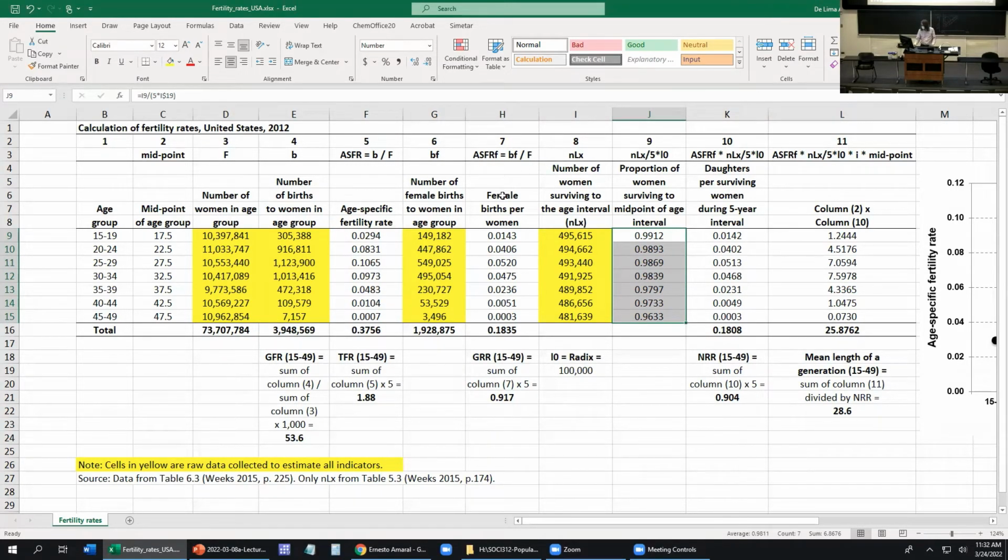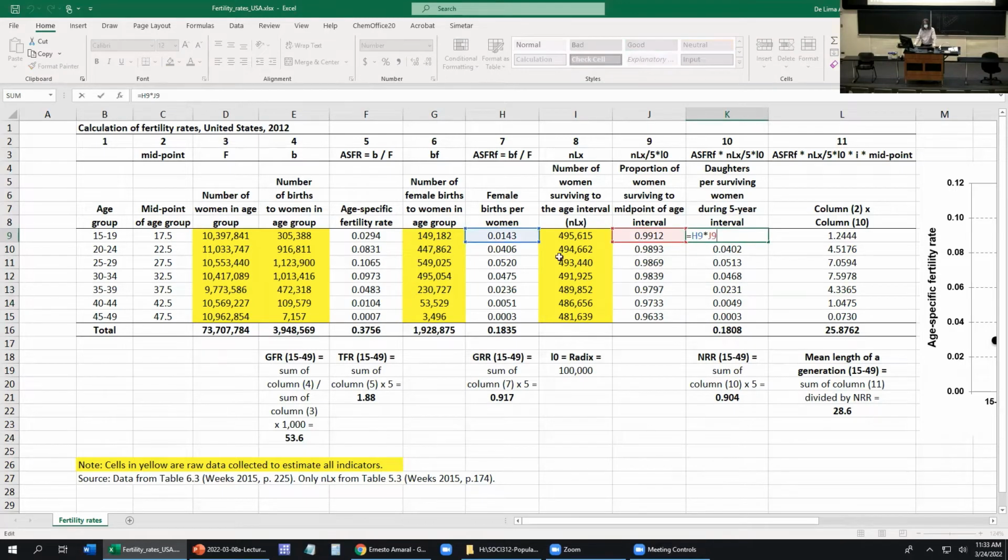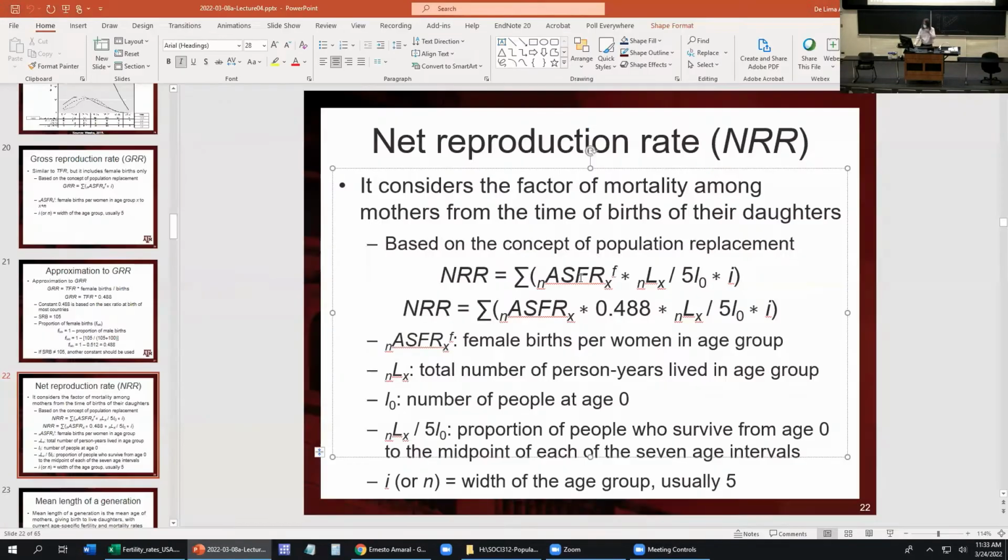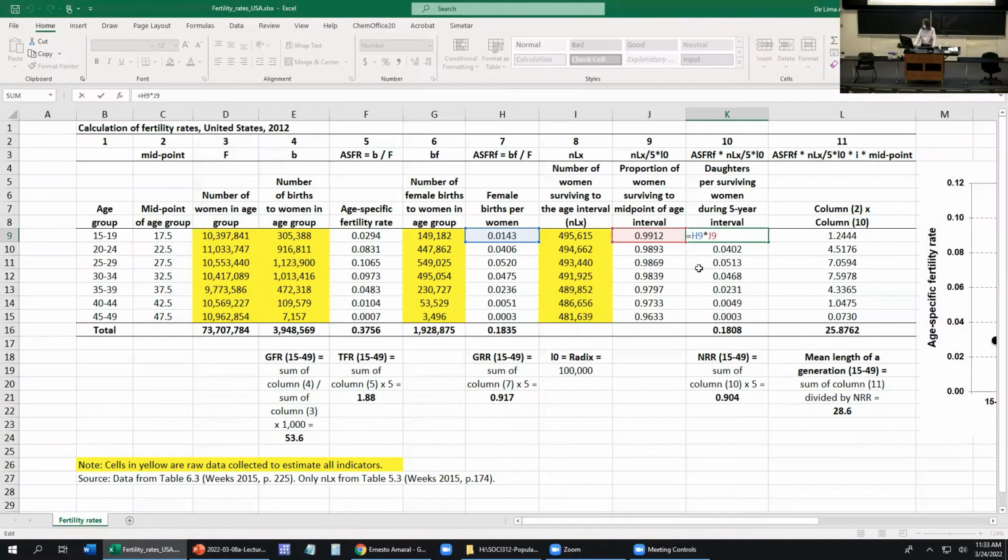Now we have the age-specific fertility rates only considering female births from here. We have this other term here for mortality. We can multiply one by the other. So now we're going to have the number of daughters per surviving woman during the 5-year interval. How do we do this? Just multiply this by this. This multiplication here is just this portion here of the formula. This number multiplied by that, right? We do this and we add them all.